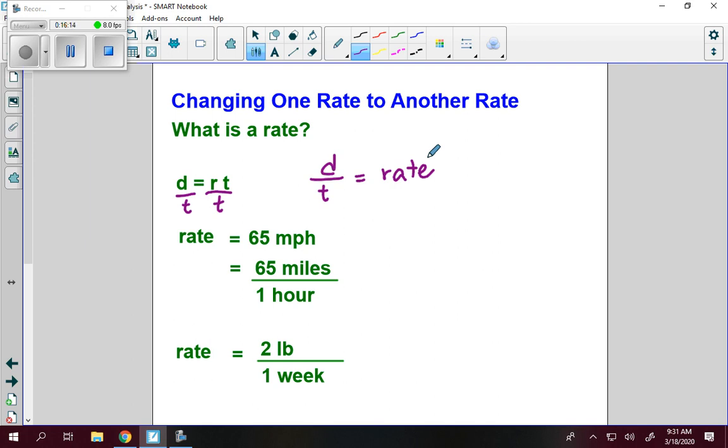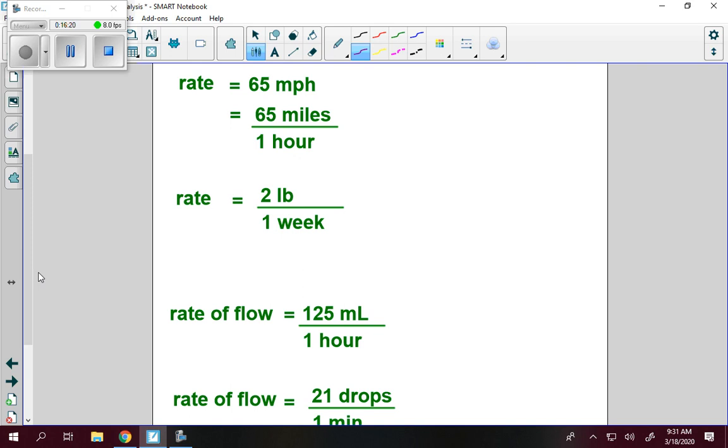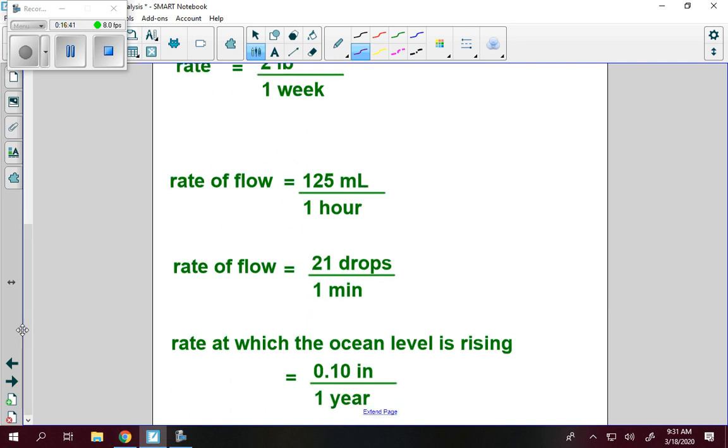Another kind of rate would be something like 2 pounds a week if you're trying to lose weight, which is a quantity over a time. The rate of flow, if you're having an IV, which we'll get into Unit 3 later, it would be 125 milliliters in 1 hour. The rate of flow, another type, would be in drops per minute, or GTT per minute, which is also Unit 3, which we'll get to.